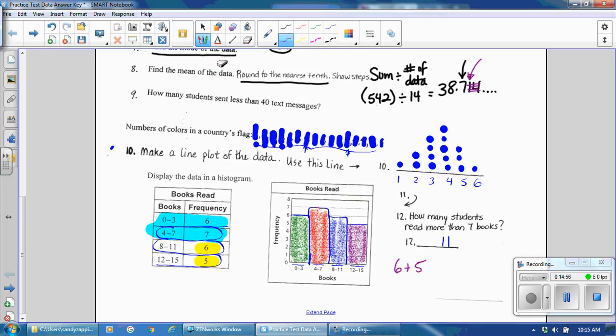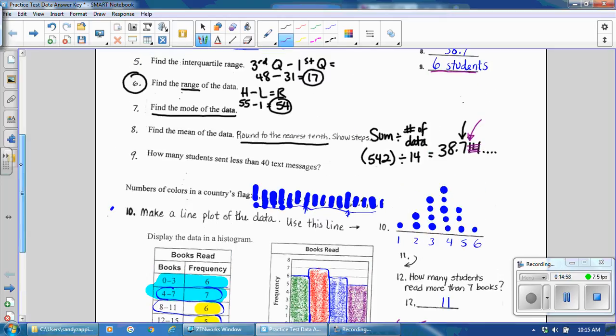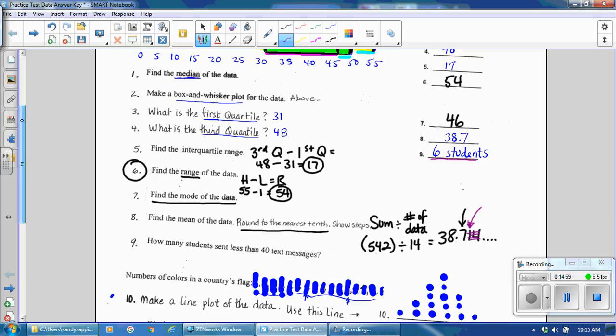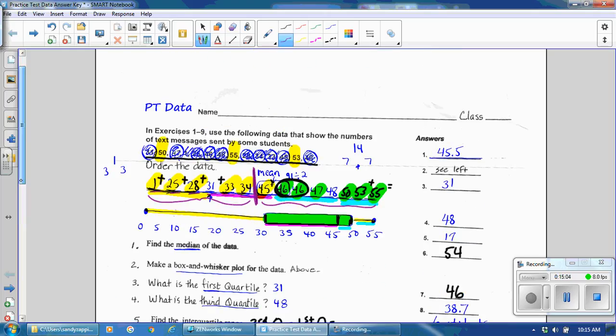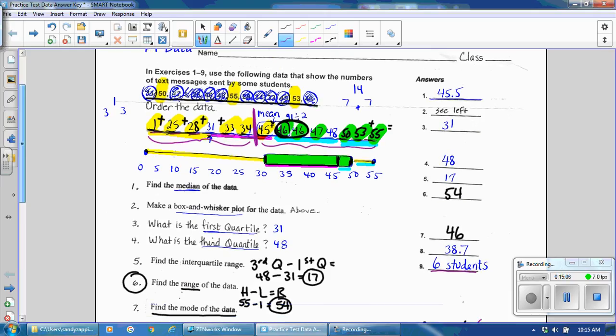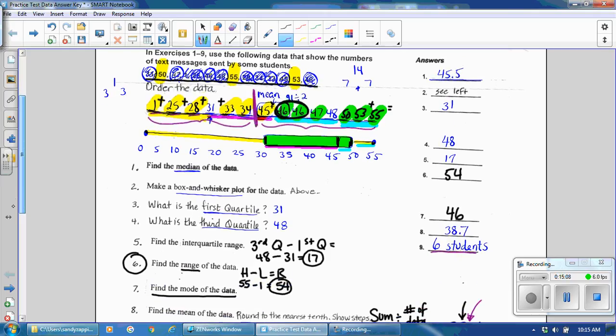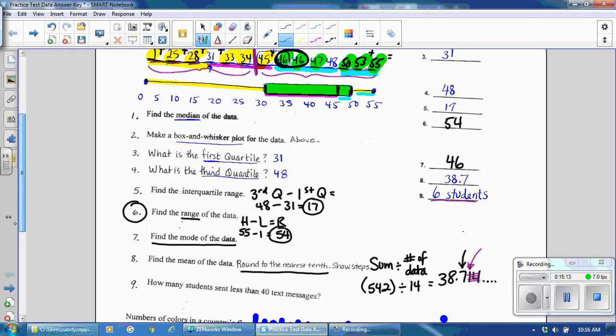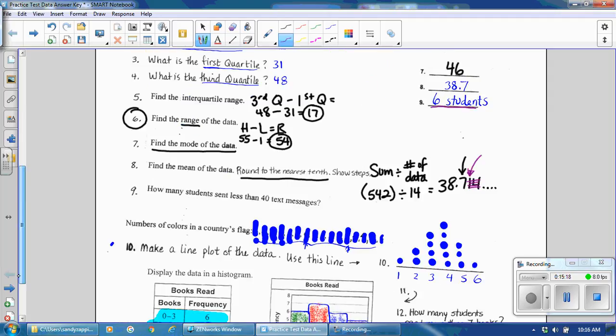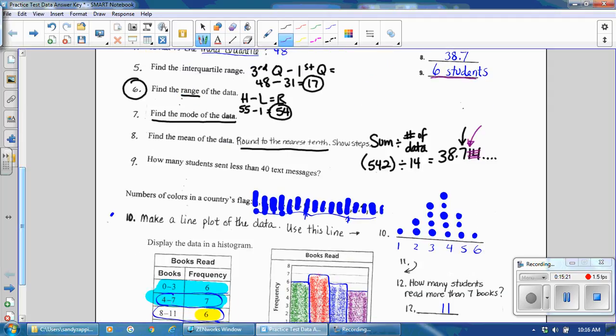When you take your test on this, your test is going to be very similar. You want to make sure that you can do all of these skills. You need to calculate the mean, median, mode, and range. You need to be able to make a box and whisker graph, so you need to be able to identify the first and the third quartile and the interquartile range. You will need to be able to make a line plot and a histogram and answer a question about each. All right, good studying.